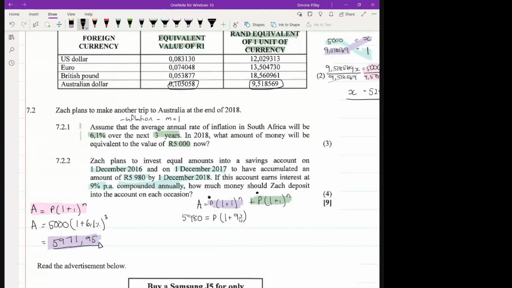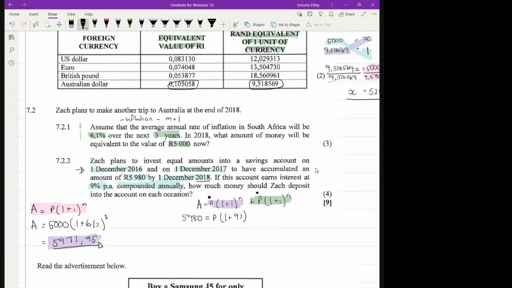My first investment is invested on the 1st of December 2016, and we're going to remove that investment in 2018. So somebody tell me, what is my N value going to be? If I deposit the money in 2016 and I remove the money in 2018. So not quite 1 and not 3 either.